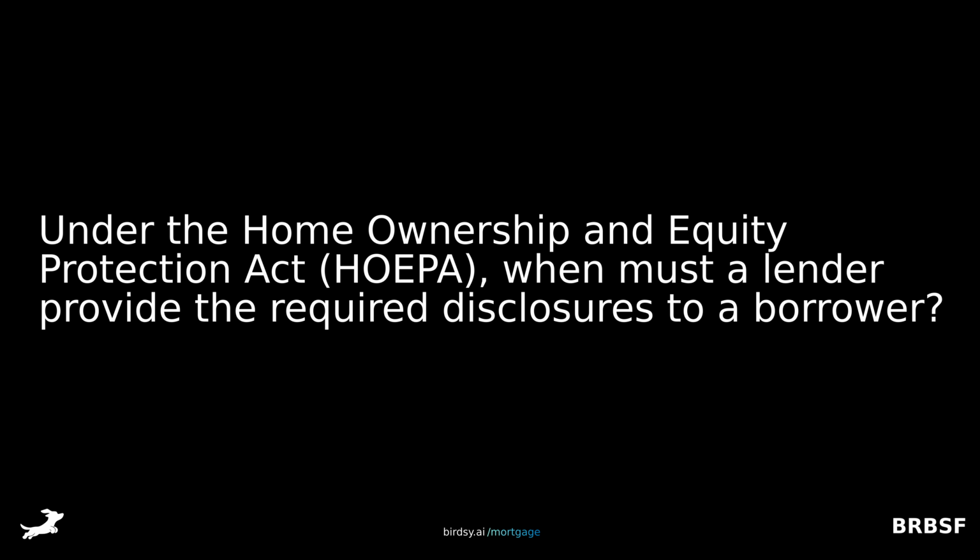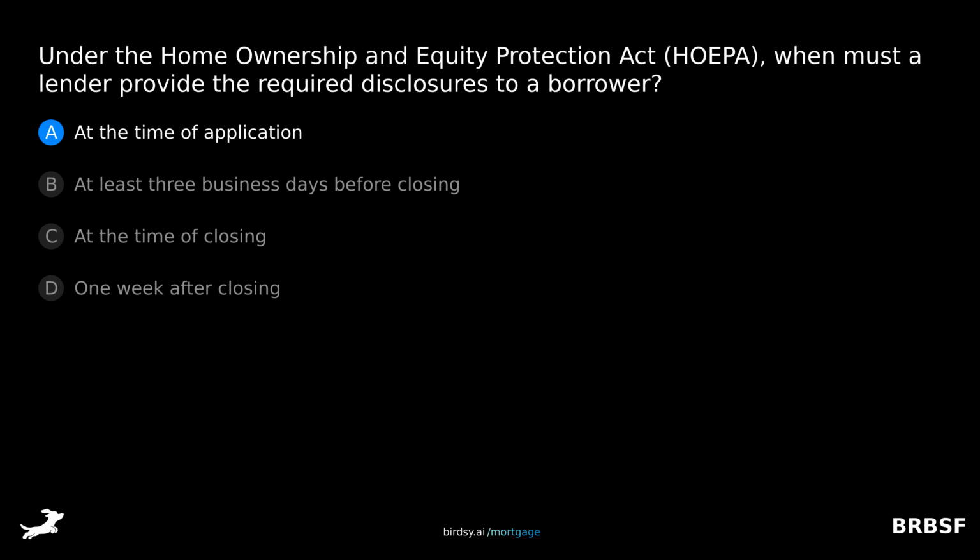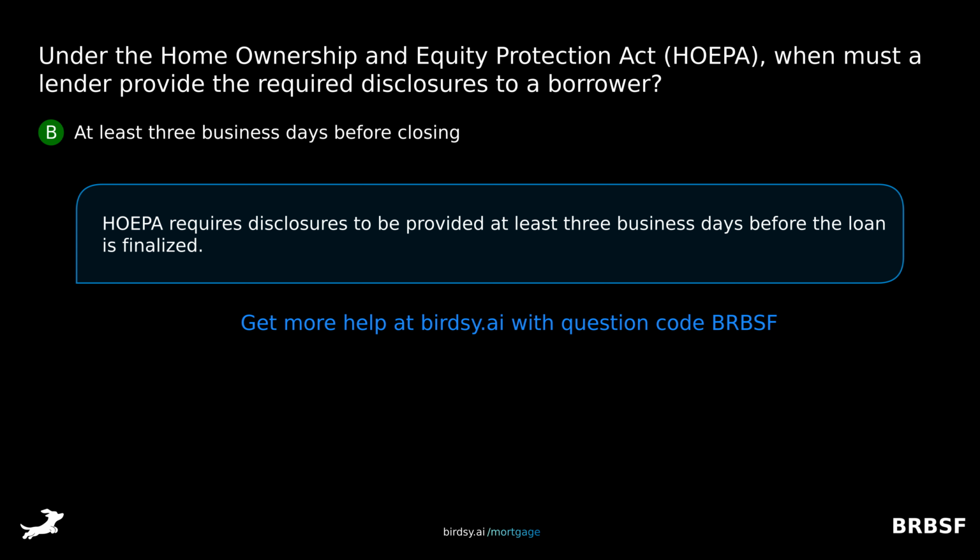Under the Home Ownership and Equity Protection Act, when must a lender provide the required disclosures to a borrower? Is it A, at the time of application, B, at least 3 business days before closing, C, at the time of closing, or D, 1 week after closing? The answer is B, at least 3 business days before closing. HOEPA requires disclosures to be provided at least 3 business days before the loan is finalized.